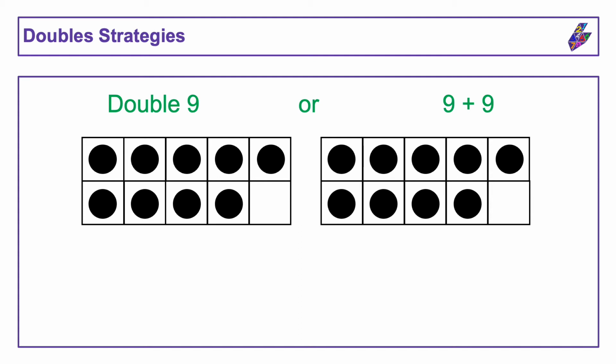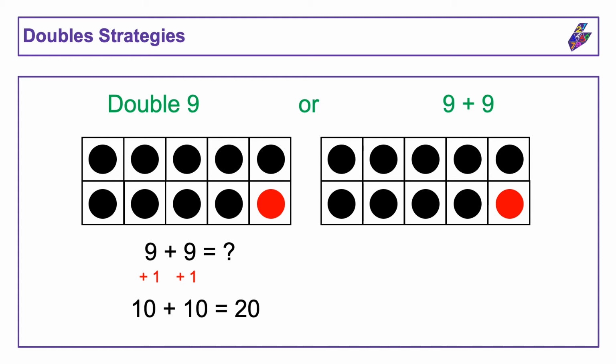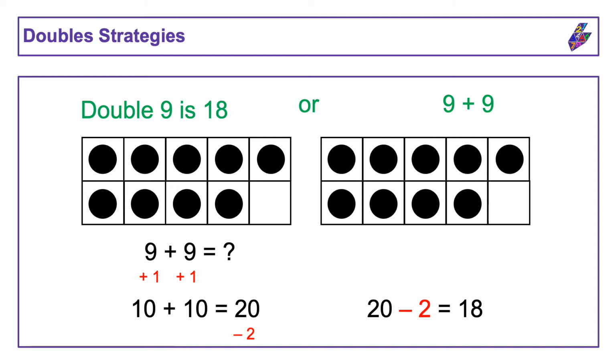9 is very close to 10, so if I add one more to each 9, one here and one here, I now have 10 plus 10. I might know that 10 plus 10 equals 20. Then I need to remember that 9 plus 9 is 2 less than 10 plus 10. So I need to remember to subtract 2. 20 minus 2 is 18. And this gives me the result to double 9. So double 9 is 18, and therefore 9 plus 9 equals 18.